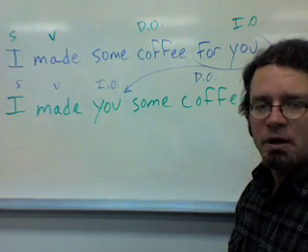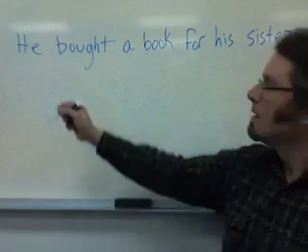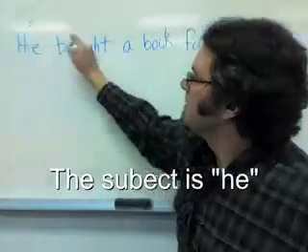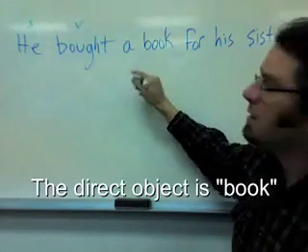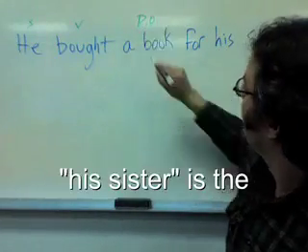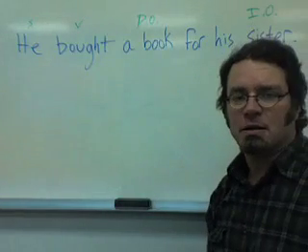Let's look at some more examples. He bought a book for his sister. The subject is he, the verb is bought, the direct object is book, and his sister is the indirect object.